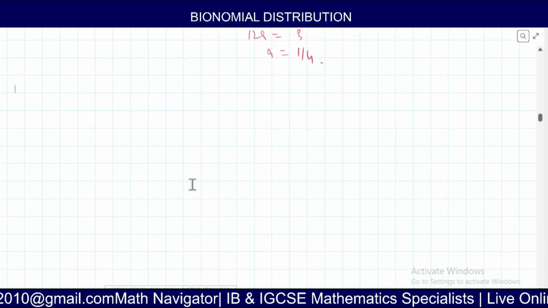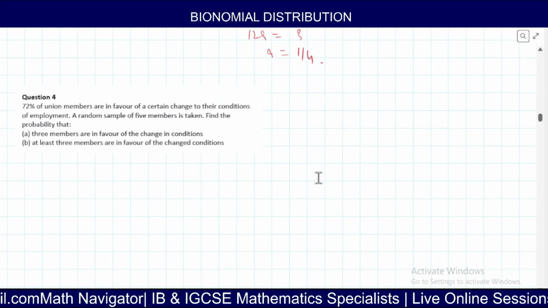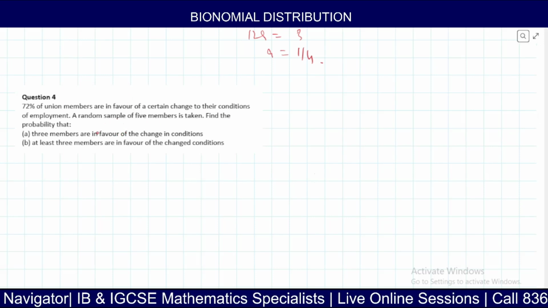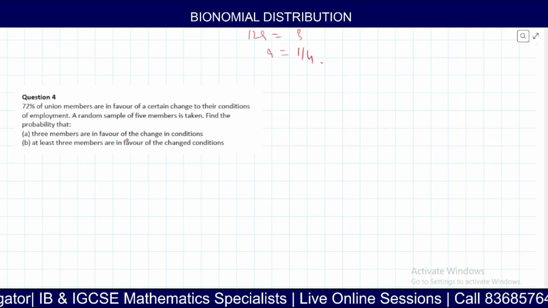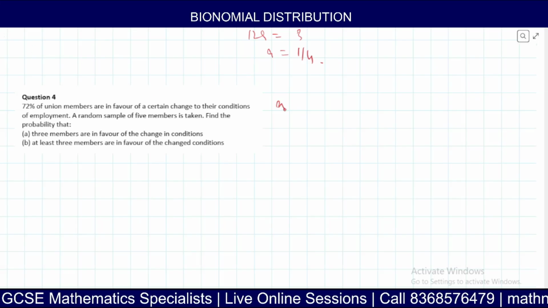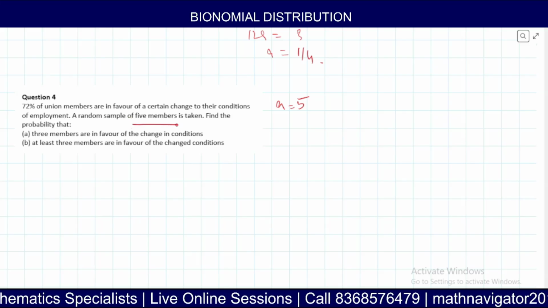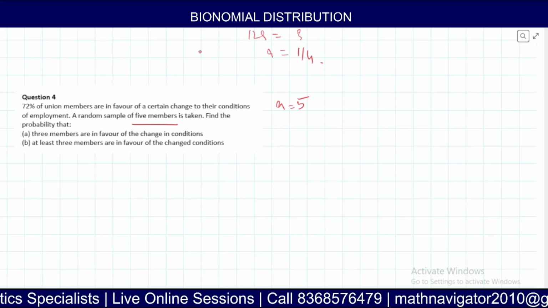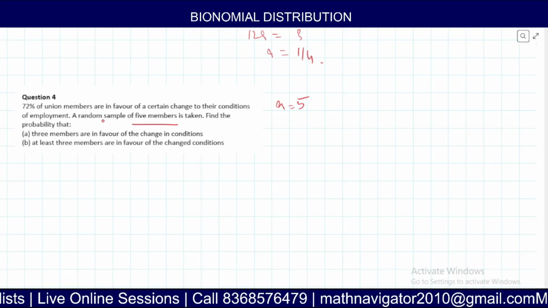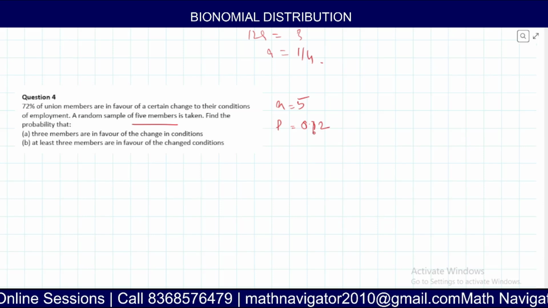Let's move to this question. 72% of union members are in favor of a certain change to their condition of employment. A random sample of 5 members is taken. Find the probability that 3 members are in favor of change in condition. So basically here my n is equal to 5, because a random sample of 5 members is taken. And so first find my probability of success. So probability is 0.72 and my probability of failure.